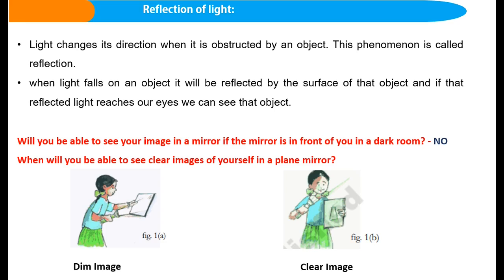We can see objects when light falls on the surface of the object. In this case, if light falls on the face, the reflection of light falls on the mirror, which gives a very clear image. If light is pointed at the mirror, the reflection of light comes back, making our visibility poor.